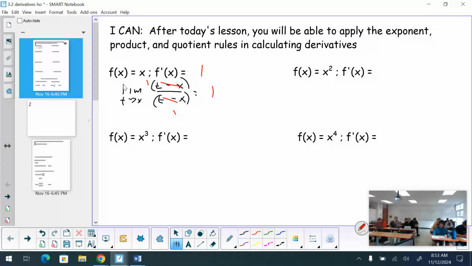Well, let's look at x squared. So you have a limit as t is approaching x of f of t minus f of x over t minus x. What would be your limit, or your derivative, of x squared? Check your answer with somebody around you.